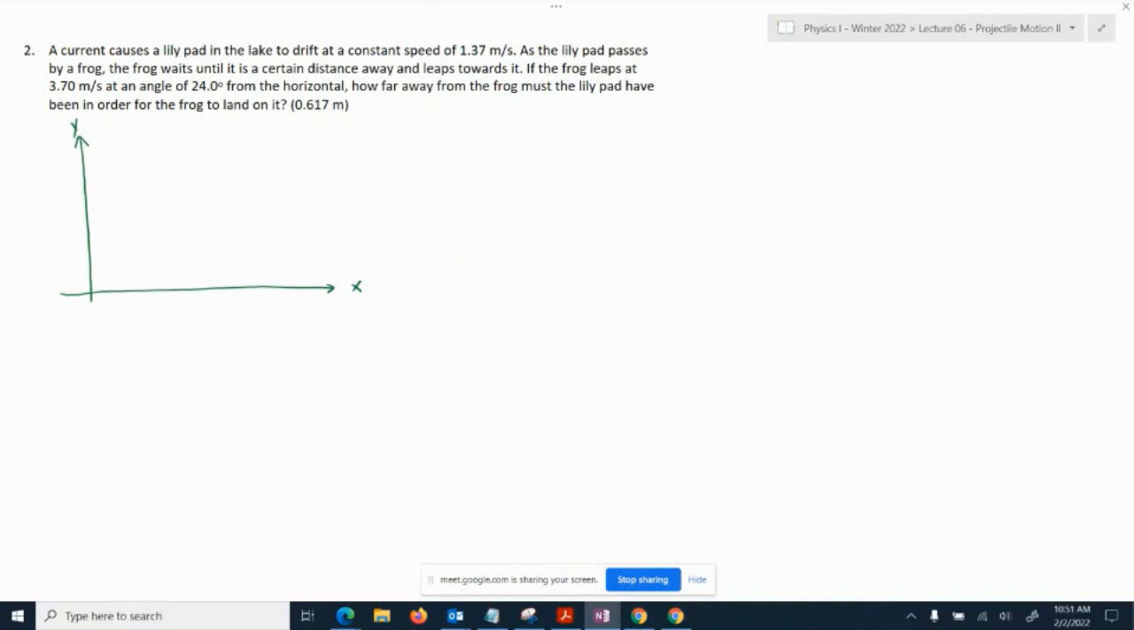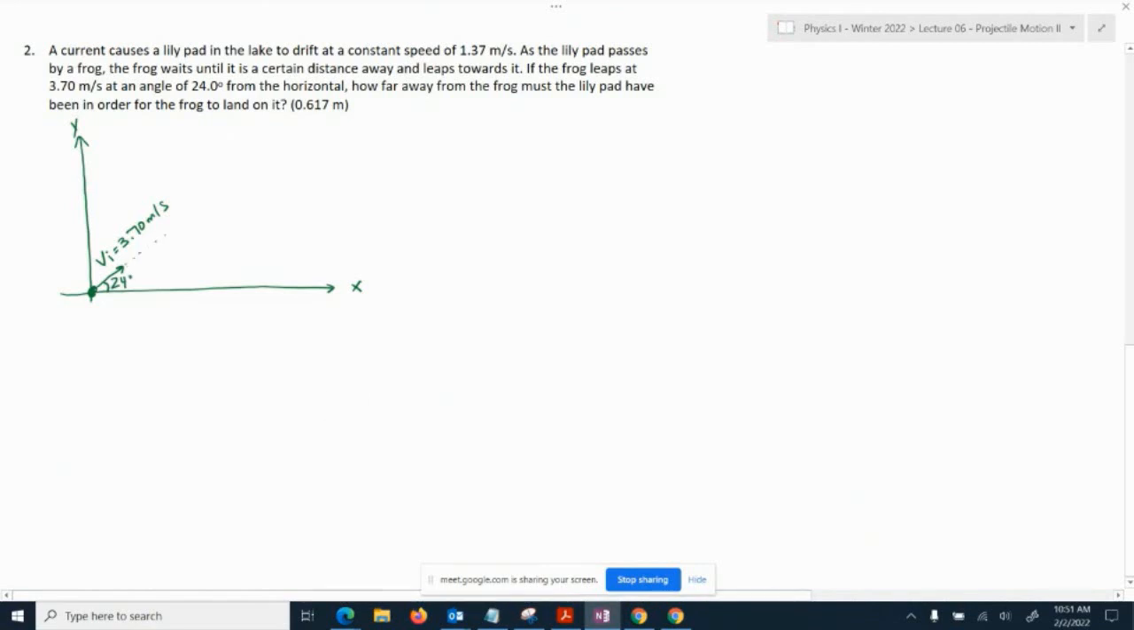Okay, so there's a lot of information happening here. First, there's a lily pad and it's drifting at a constant speed. And then it passes by a frog. The frog waits for a little bit and then the frog leaps and lands on top of it. So at the moment that the frog is leaping, let's say the frog is right here and it's leaping at this angle, at 3.7 meters per second. So I'll write that V initial is 3.7 meters per second at an angle of 24 degrees from the horizontal. So that's my frog leaping.